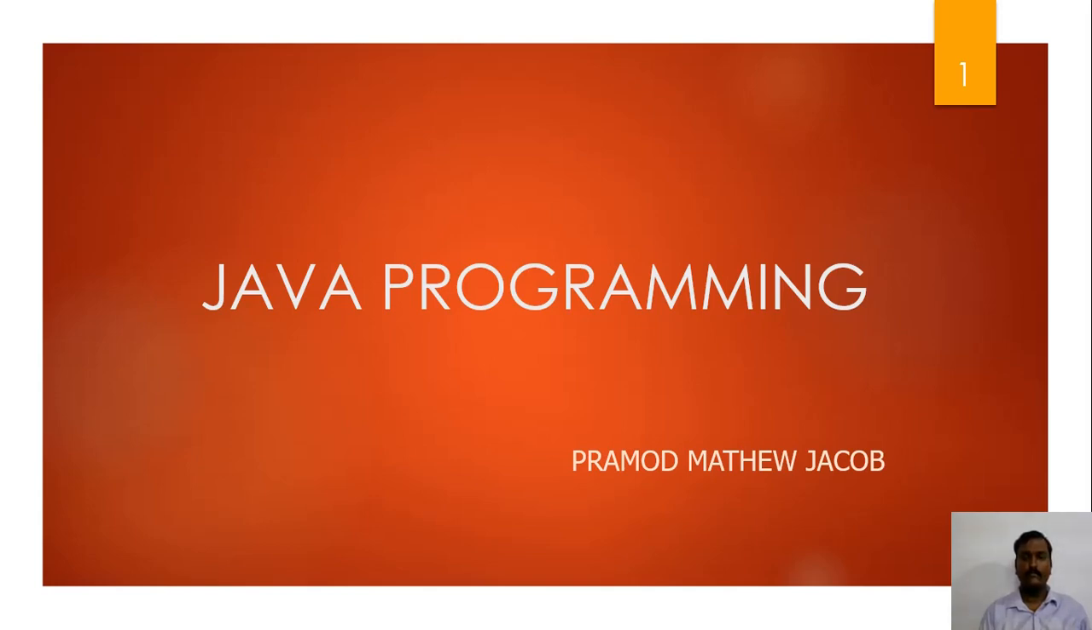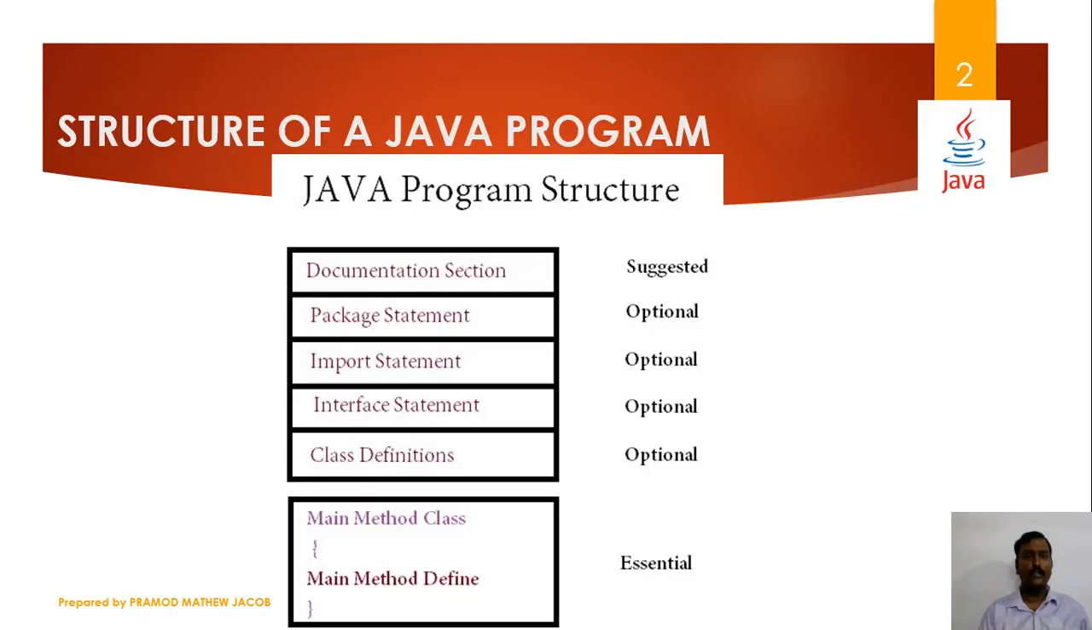Hi all. Today we are going to learn about the basic structure of a Java program. A typical Java program has the following 6 sections. First is a documentation section. Next is package statement. Third one is import statement.